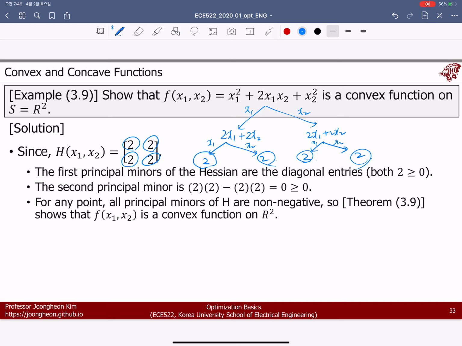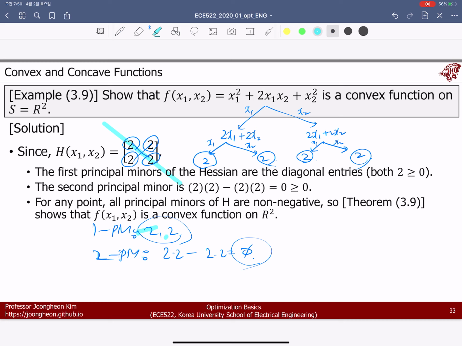And then we want to take the first principal minor. In that case, I told you that we have to take the diagonal entries. That's why 2 and 2. What is the second principal minor? In that case, we have to determine the determinant of this matrix. That's why it becomes 2 times 2 minus 2 times 2, which becomes 0, right? So those are all non-negative. That's why we are saying that this is a convex function, okay?